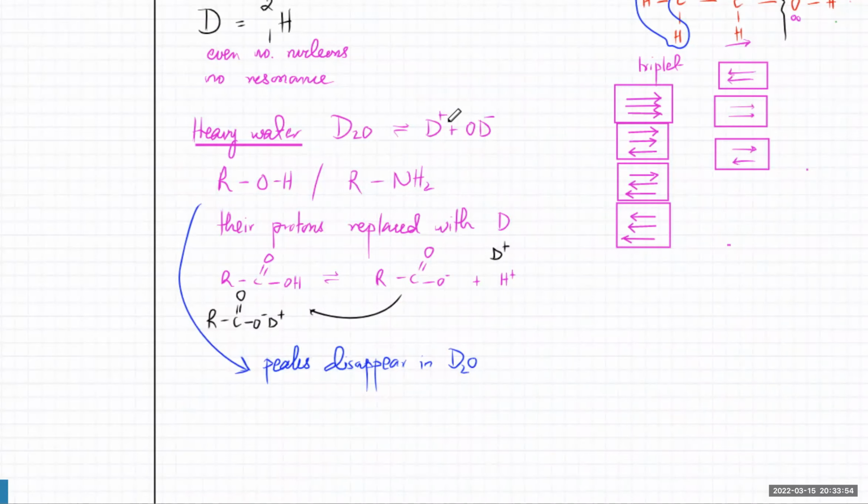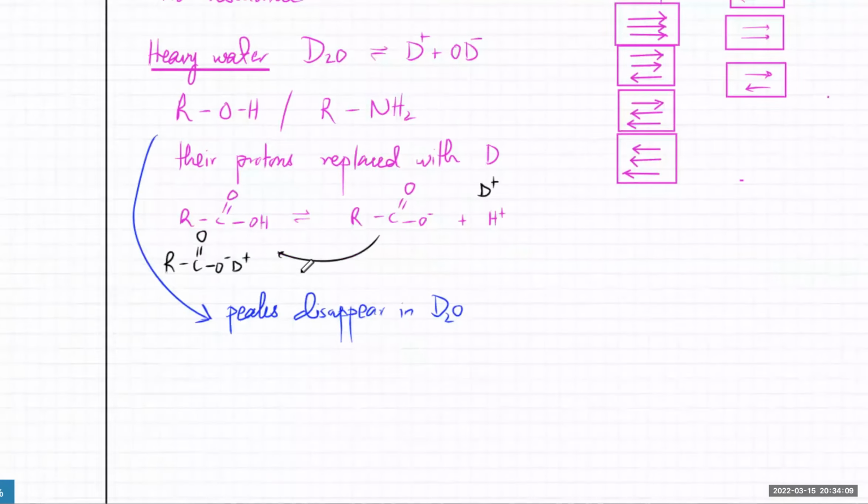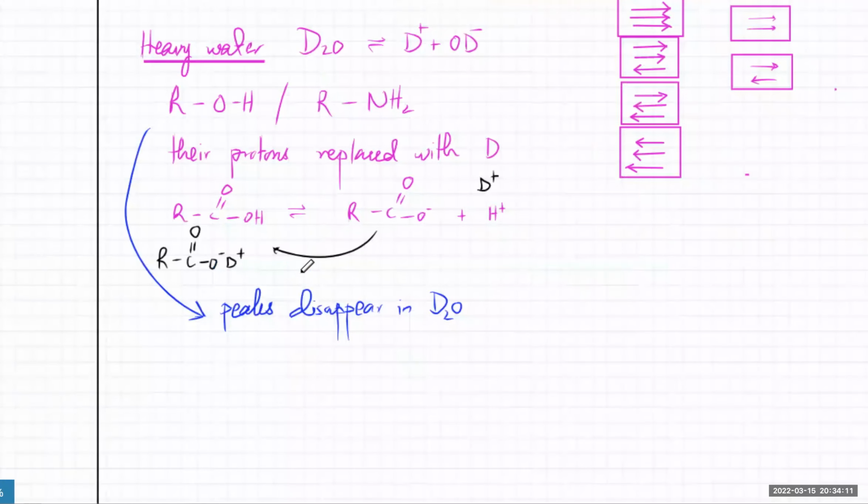And it's got even numbered nucleons, so all of them are paired. So they don't have a magnetic field, which is why they're not going to resonate. So the OH and the NH2 peaks would disappear, because of D2O. The OH and NH2 peaks are going to disappear.